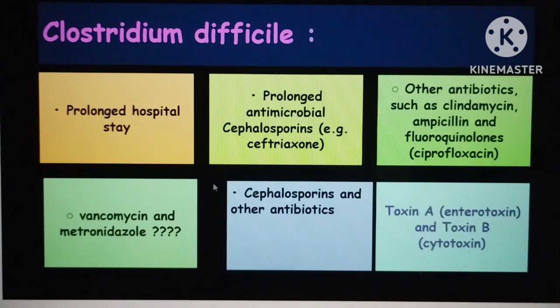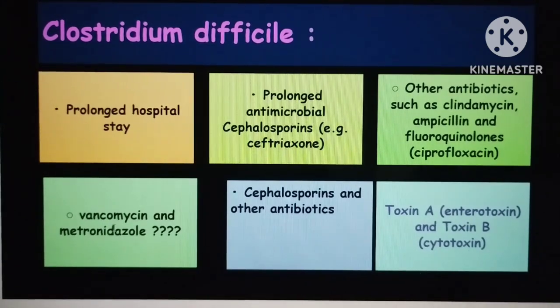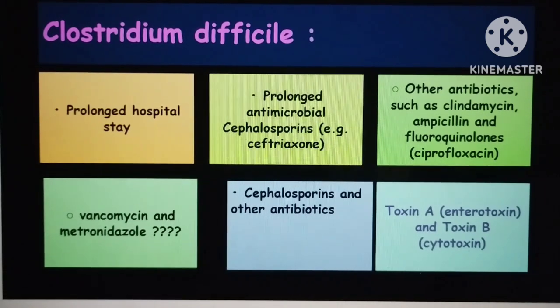Okay, and what about vancomycin and metronidazole? There is a special condition, or the peculiar point here, is that vancomycin and metronidazole have been implicated in causing pseudomembranous colitis, but they are also used in the treatment. Okay, so this point you want to remember here. So what are the toxins responsible here? Toxin A, the enterotoxin, and toxin B, the cytotoxin. These two are important in causing pseudomembranous colitis. Okay.